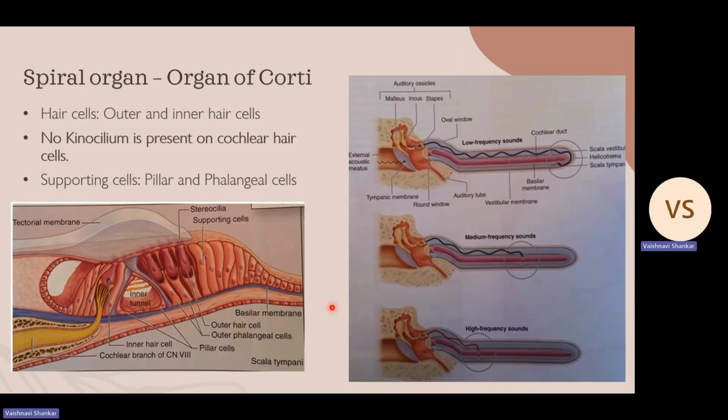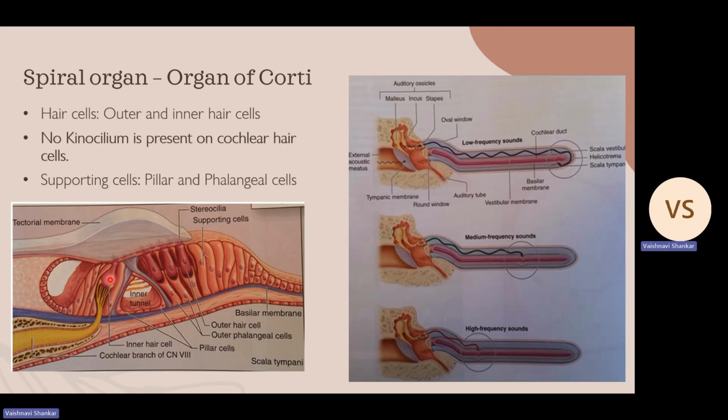Spiral organ or organ of Corti. It contains the special auditory receptors in the form of hair cells that respond to different sound frequencies. The spiral organ rests on a thick membrane, which is called the basilar membrane. There are two major types of hair cells: outer and inner hair cells. Outer hair cells have a curved row of long stereocilia, which are embedded in the tectorial membrane. And the inner hair cells have a linear array of short stereocilia. No kinocilium is present on cochlear hair cells.